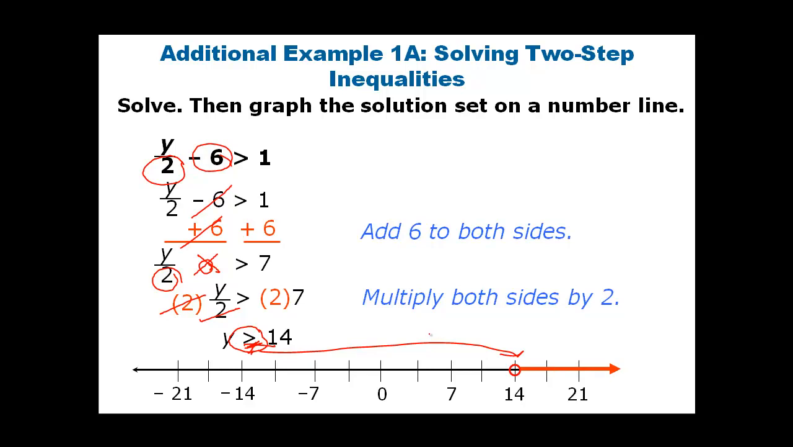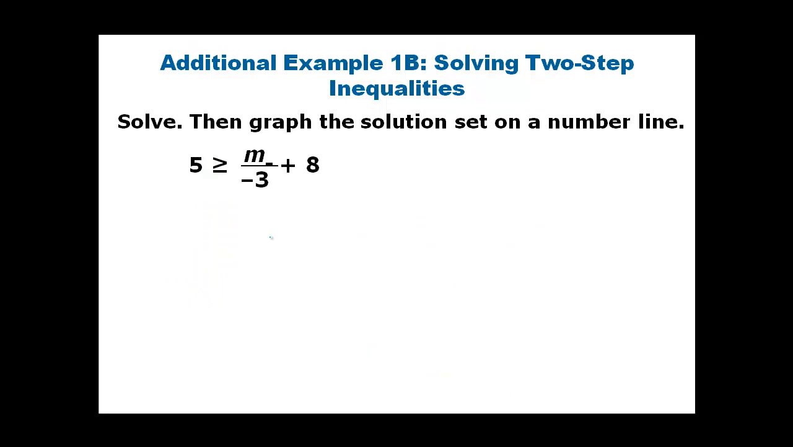Let's go next. We want to solve and then graph the solution set on a number line. Solve, then graph the solution set on a number line. We took solution set before. Do you remember what a solution set is? The solution set is all the numbers that can be an answer for the equation, or an answer for the inequality. Let's start. 5 bigger than or equals m over -3 plus 8.